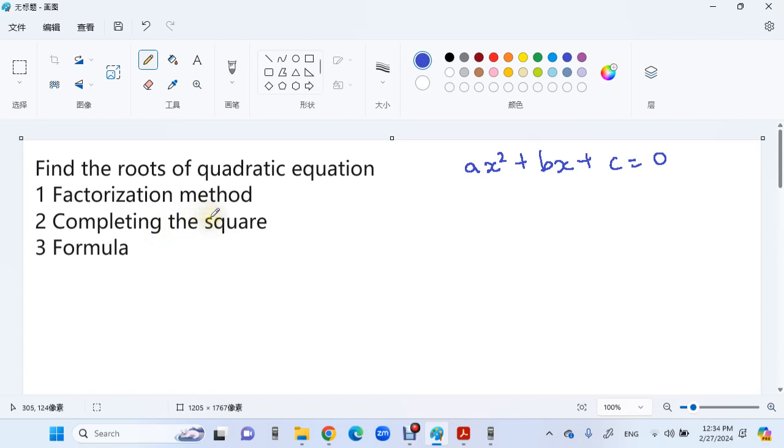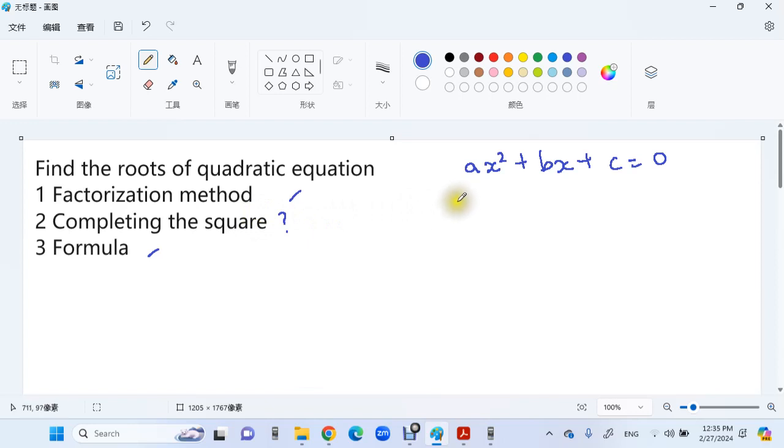If you think that it can be factorized, then we will use factorization. If you think that you cannot do the factorization, then you just use the formula. So when will we use completing the square? When the question asks you to do completing the square, or in the exam they ask you to write this in vertex form. Then only we do completing the square.